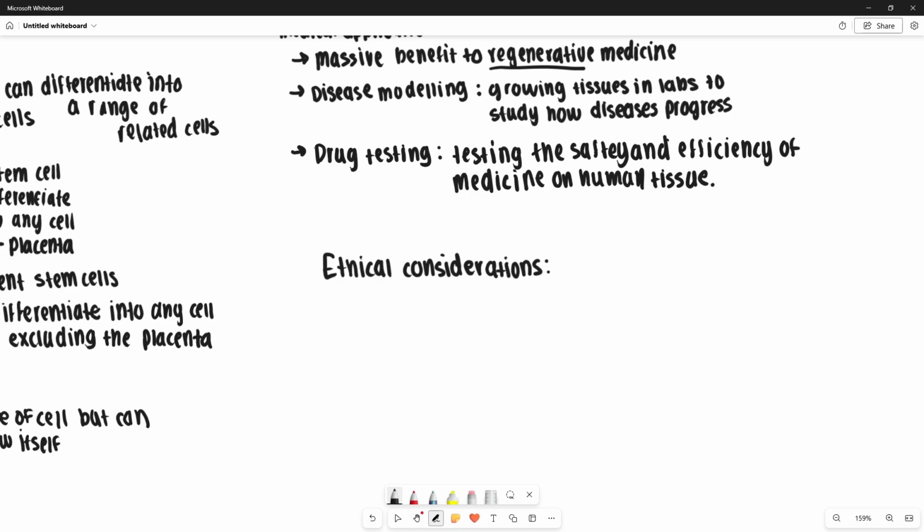So the use of embryonic stem cells is actually quite controversial because embryos can't exactly consent. And to use embryonic stem cells, you have to destroy embryos. This is a bit problematic, but if we look at it from a scientific standpoint, the embryo isn't really living a life. But if we look at it from a moral standpoint, it's pretty bad. So the use of embryonic stem cells is inherently problematic.